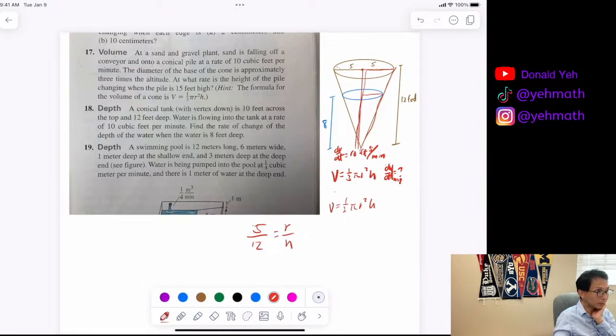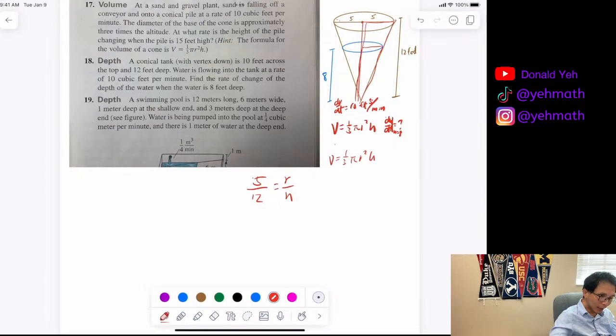Because the 5 and 12 doesn't change. The height at 8, it does change. But 5 and 12 does not change. But you can actually find out what the radius is at that moment if you know the relationship. This relationship helps you find r in terms of h. So I multiply h on both sides, so r equals 5h/12.